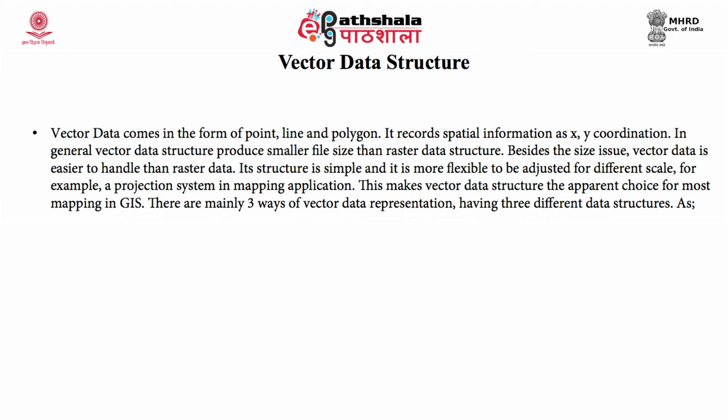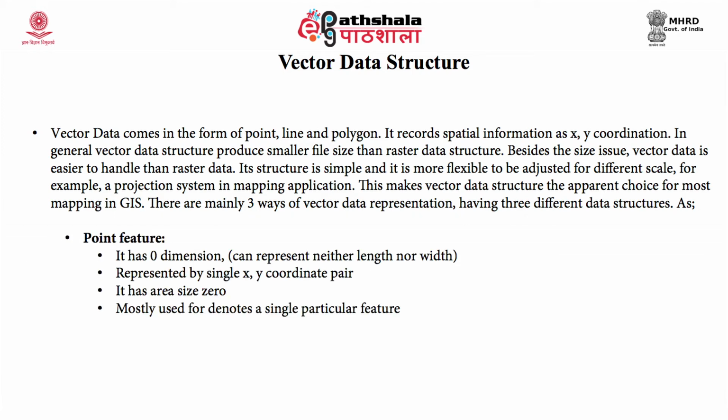Now what are the features? Let us try to look into detail of it. Point features have a zero dimension because they represent neither length nor width nor breadth. So a point is represented by a single x and y coordinate. It has area size 0, mostly used to denote a single particular feature or a particular location of a particular feature.